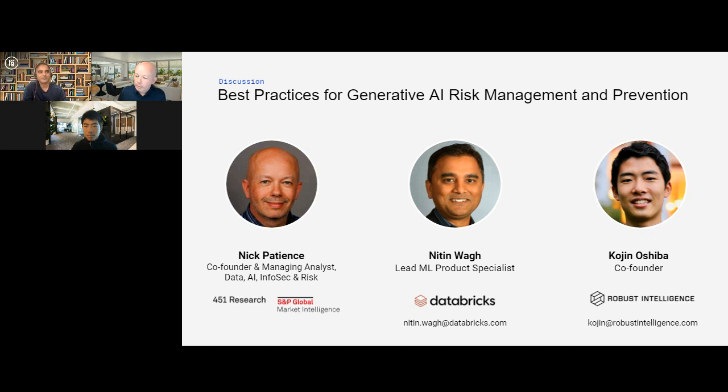Cool, and a few minutes left. So just the final question, really, and this is a hard one, given how rapidly everything changes by the day in generative AI. Where would you see AI risk management being in 18 to 24 months' time, Kojin?